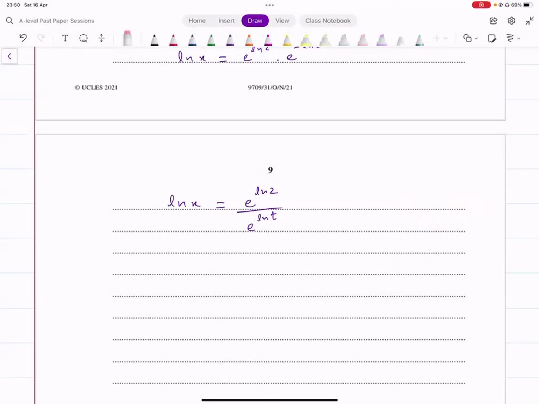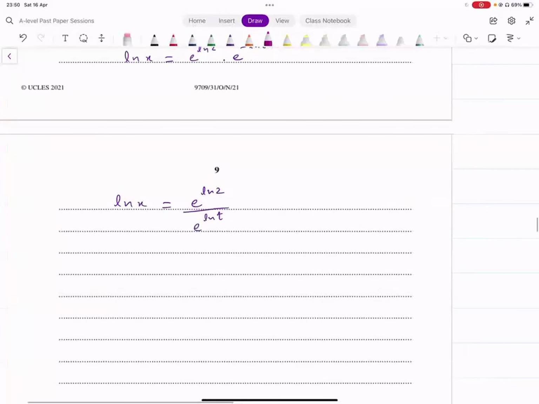Now let me just write down the general form here so that you remember that. e raised to power ln of something हो ना आपके पास, e raised to power ln x, that's always the same thing as x, because e और ln एक दूसरे का inverse होते हैं, आपके पास x बच जाते हैं.